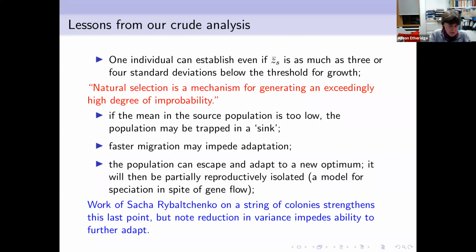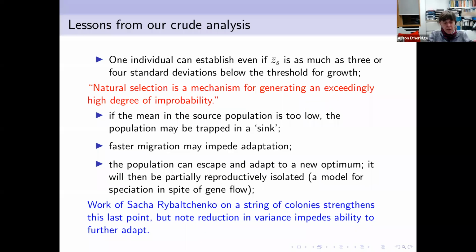And I just want to mention, this is my last sentence. I had one of these very smart Frenchmen working with me again this summer. Sasha Rybolchenko was a master student from Polytechnique, and he did an internship with me this summer in which he extended this model to a string of colonies where you just migrate further and further away from the source population. And what we saw was that, of course, the further you moved away, the more adapted you were.